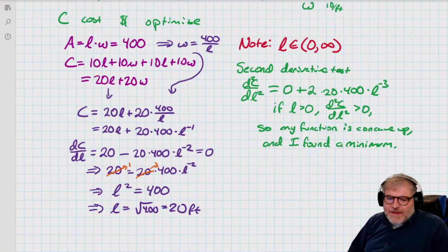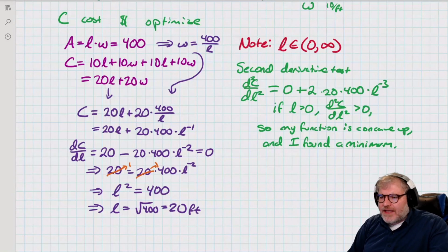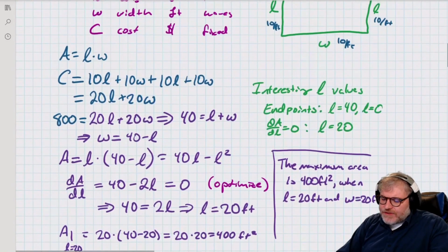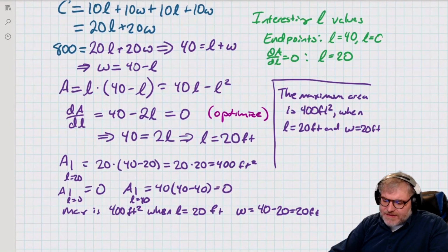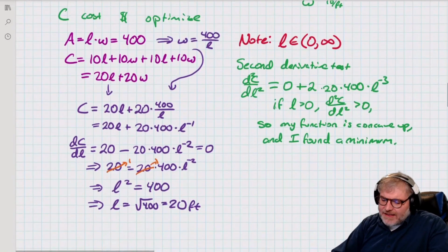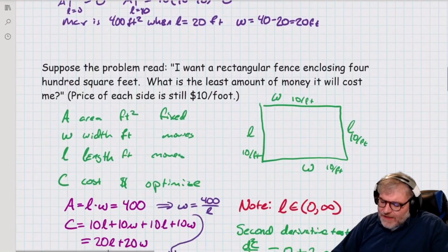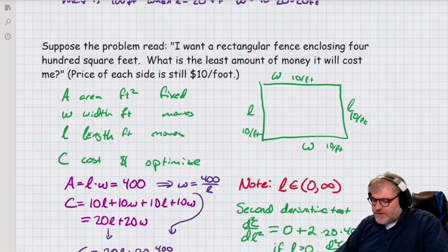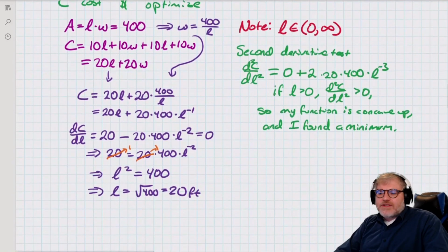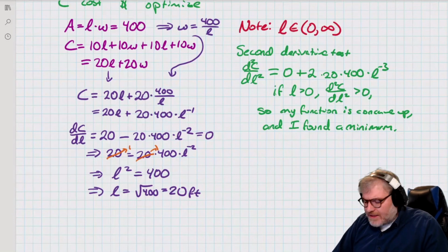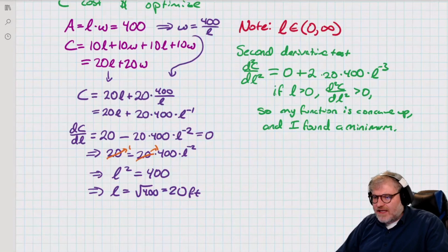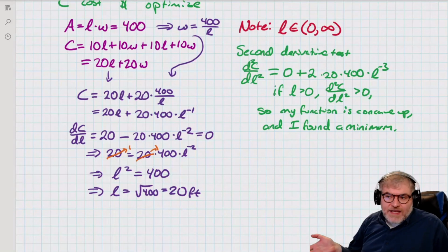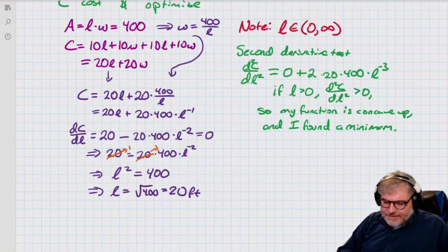Okay. And that's basically what I do when I can't use the endpoints. On the first one, I could use the endpoints because L was restricted between 0 and 40. But here I've got soft endpoints, right? This is not inclusive of the endpoints. So I can't use the extreme value theorem to guarantee I've checked everything. So I have to use some other argument, and the argument I use is the second derivative test to show that it's concave up. I could have used the first derivative test as well, but I decided on the second.